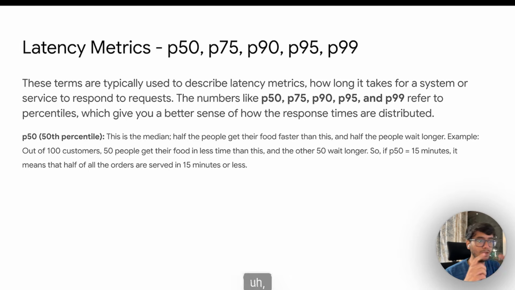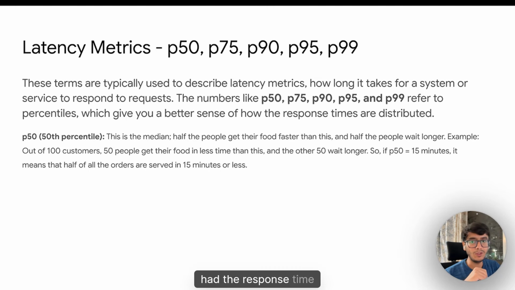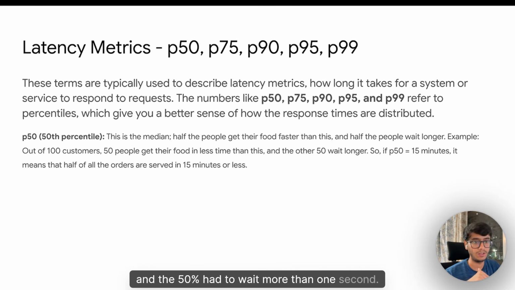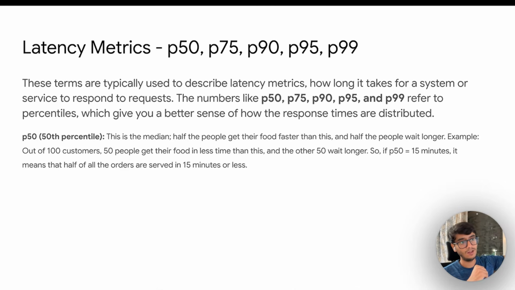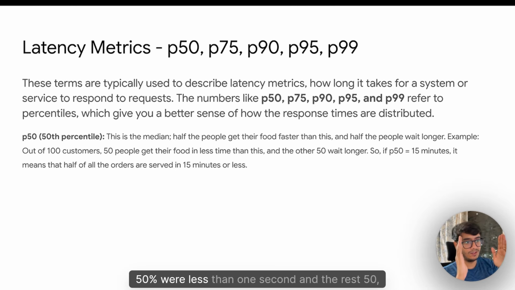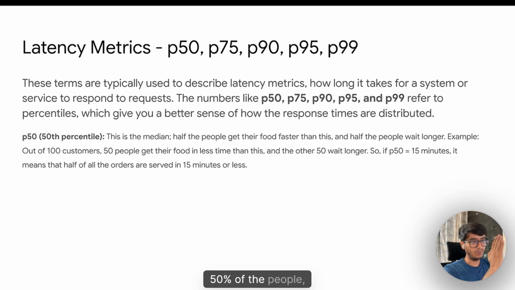Let's say 1 minute. So if I say for any particular API, P50 is 1 second, it means 50% of the users had a response time of less than 1 second, and the other 50% had to wait more than 1 second. And we still don't know the upper boundary, right? We know the lower boundary, that 50% were less than 1 second, and for the rest 50% of the people, we don't know the upper bound, but they were definitely above 1 second. So let's say P50 is 15 minutes, it means half of the orders were served within 15 minutes or less.